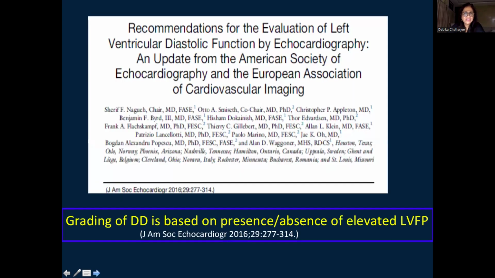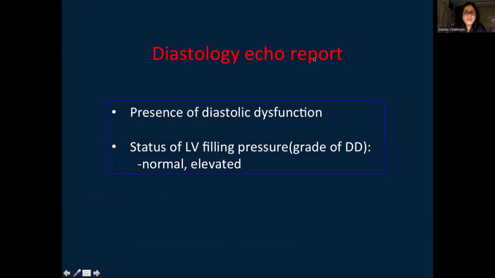So, as per the latest guidelines of the American Society of Echocardiography, grading of diastolic dysfunction is done on the basis of presence or absence of elevated LV filling pressure. So, your echo report on diastolic function should mention the status of LV filling pressure, whether it's normal or elevated, other than commenting on the presence or absence of diastolic dysfunction.